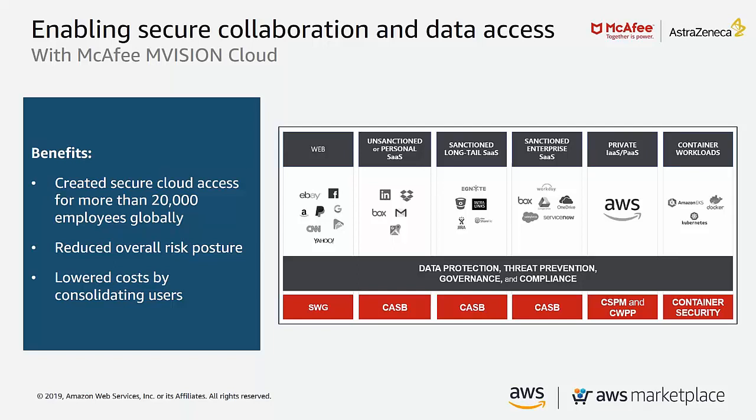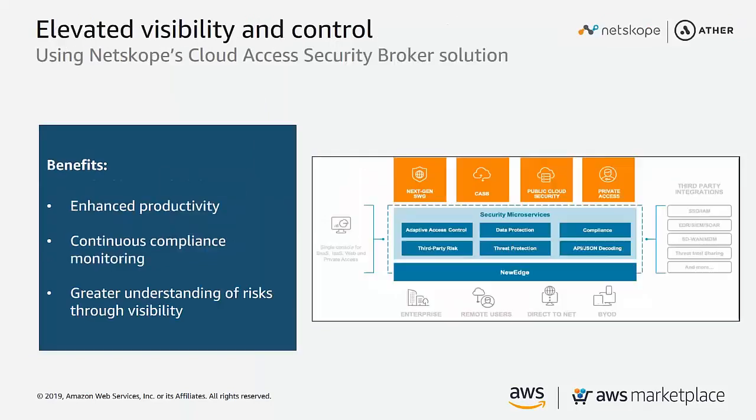AstraZeneca also reduced its overall risk posture by implementing a comprehensive set of cloud governance policies using the tool, and they're able to report back to the audit committees and the executives with the right information to ensure they're getting sleep and stuff like that.